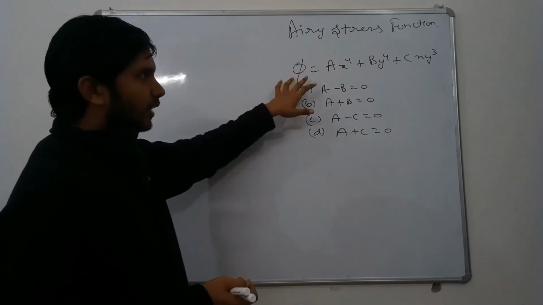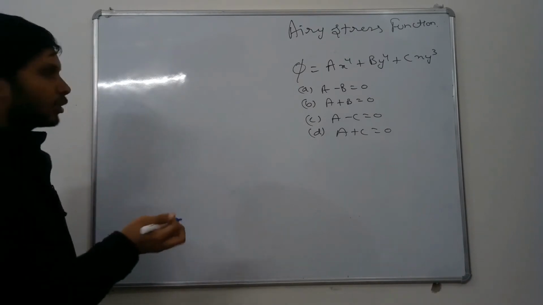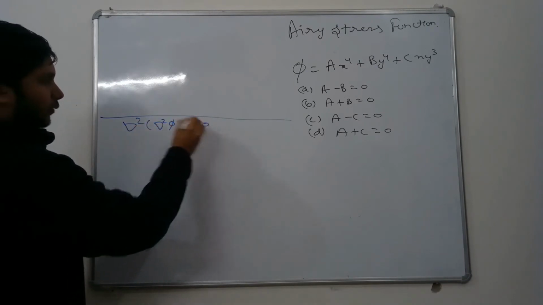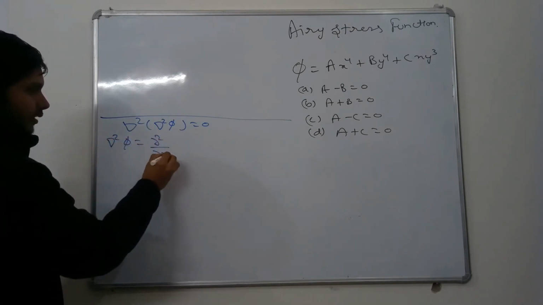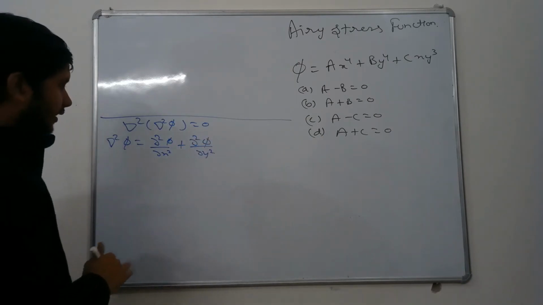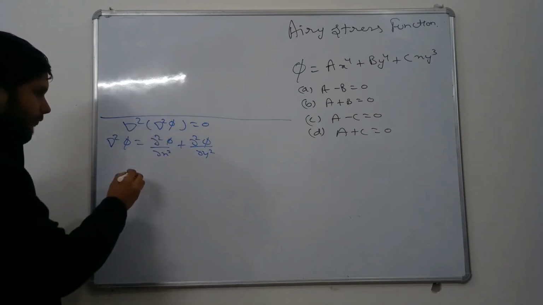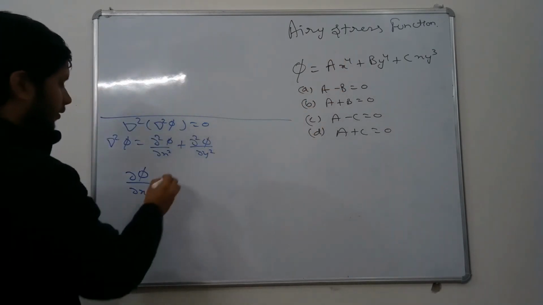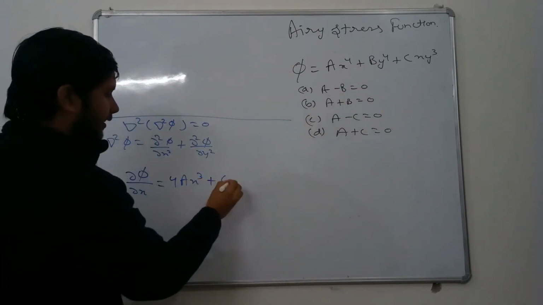So to solve it, we have to find del square of del square phi. The step by step operation is del square of del square phi equal to 0; we have to prove that. First, del square phi means del square upon del x square of phi plus del square phi upon del y square. I am finding this in two steps. Initially, del phi by del x will be 4a x cube, and there is only one x there, so plus c y cube.